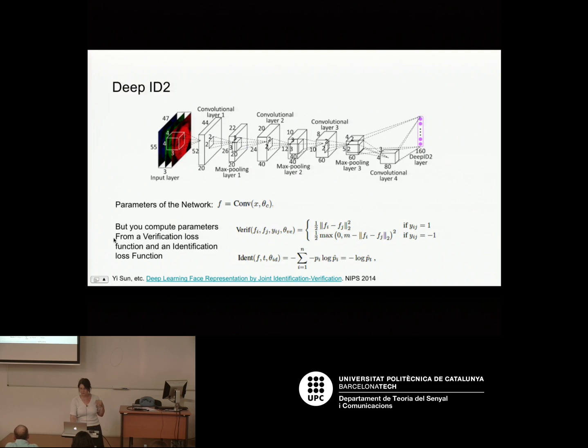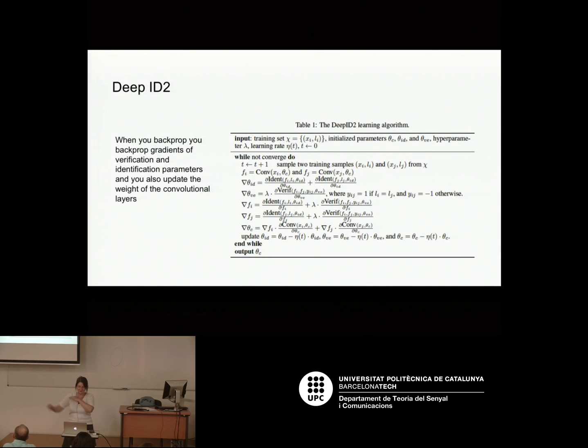But they also define 2 loss functions, one which has some verification parameters that should minimize this cost function, and another one which is for identification, for classification, which has some other parameters. So my parameters will be these ones, but we also set these 2 other parameters that help to define or to update the convolutional parameters. I don't pretend that you understand this algorithm now, but just for you to see that your convolutional parameters depend on some gradients that depend on the verification and identification.